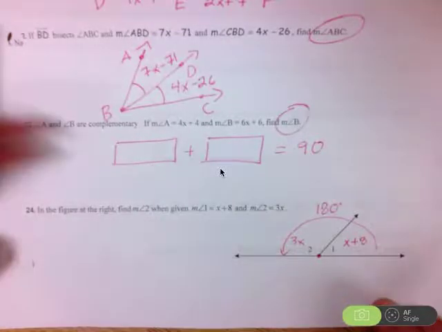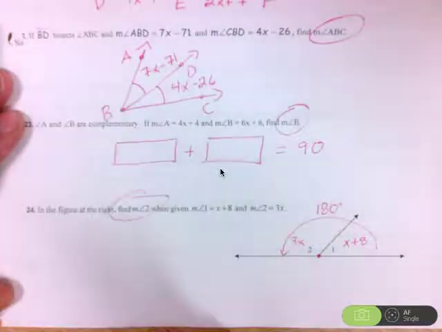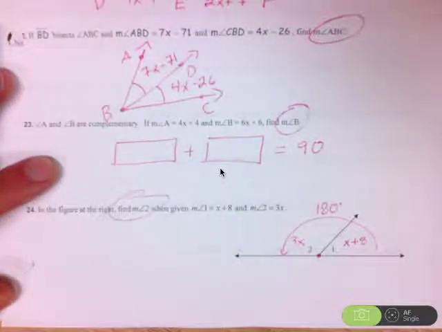So now, again, once you find x, you're not done because the question says to find the measure of angle 2. So you have to find your value for x, and then you can substitute it back in to find the measure of angle 2.